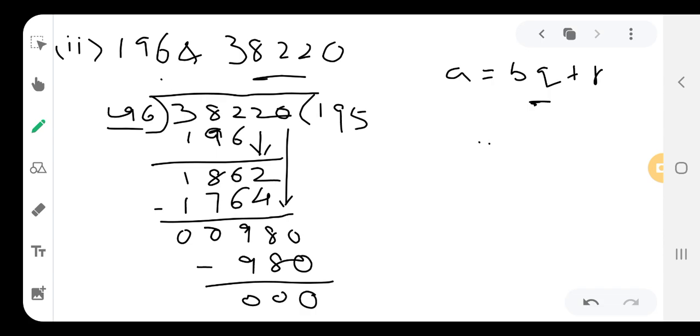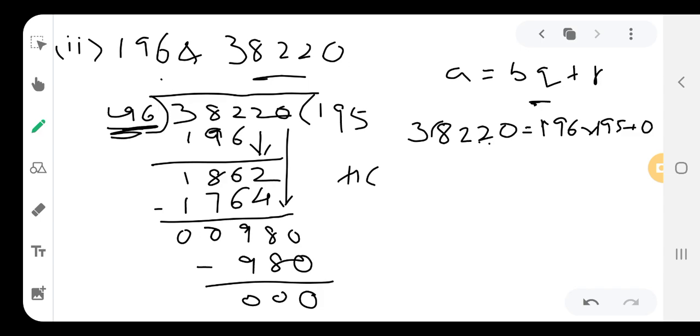So now we can write this step. 38220 is equal to 196 into 195 plus 0. Okay, so now what is the HCF? What is the last divisor? The last divisor was 196 only, so the HCF is 196 in this problem. So one more I will solve.